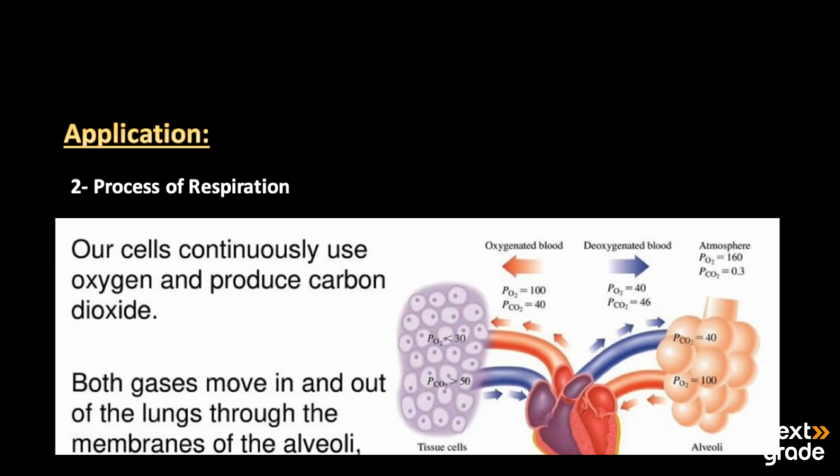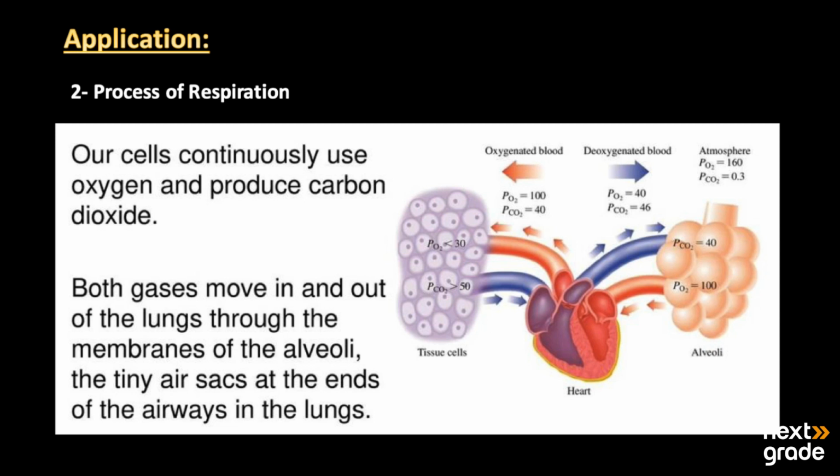Next, we have the second application, which is in the process of respiration. Before discussing that, you must know what is meant by respiration. Our cells are continuously using oxygen and producing carbon dioxide. So here oxygen is absorbed and the carbon dioxide gas is moving out. Both these gases move in and out of the lungs through membranes known as alveoli, the tiny air sacs that are present at the ends of the airways of the lungs.